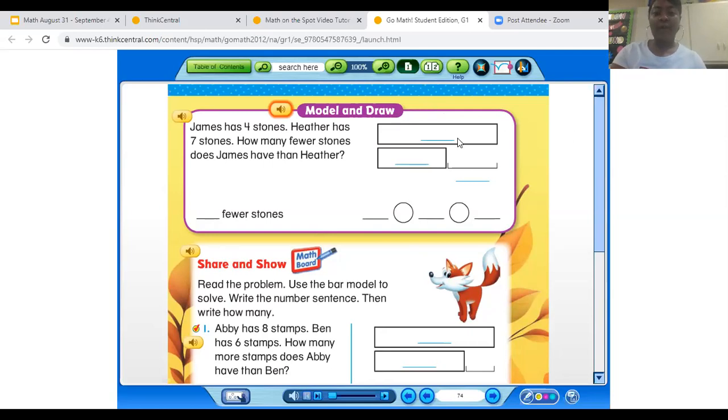And of course, this is our bar model right here. All right, so who has the most stones, James or Heather? Heather. Heather has how many? She has 7. So we're going to put 7 right here. And I'm going to draw my picture: 1, 2, 3, 4, 5, 6, 7. And I'm going to write an H in here for Heather. So all of these are Heather's stones. Okay? James has 4 stones. I'm going to draw his 4 underneath. I'm going to write a J for James and his stones.